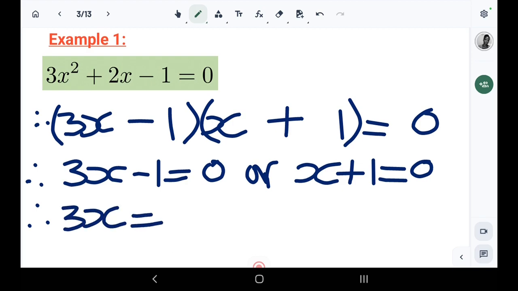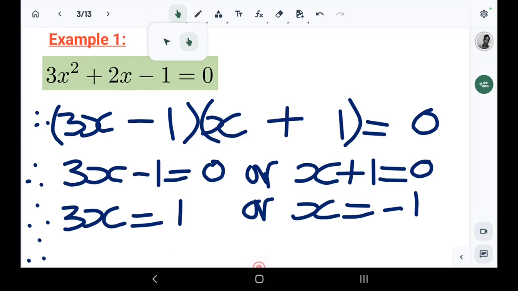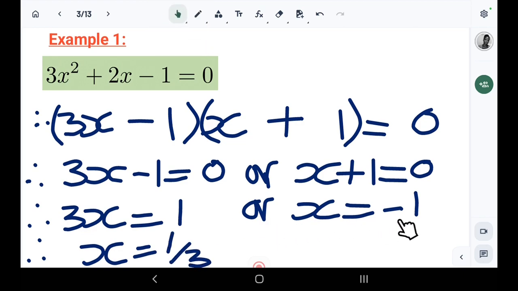Now you go 3x equals to take everything to the right hand side that is not x, that is 1. Or x equals to, take everything that is not x to the right hand side, it becomes negative 1. Remember, when you cross the equal line border, you must change the sign. So if you take anything across the equal line border, whether it's to the right or to the left, it must change the sign that it originally had before it crosses the border. And therefore, divide both sides by 3 to get 3x on its own, and that gives you x equals to 1 over 3. So the answer is x equals 1 over 3 or x equals negative 1.